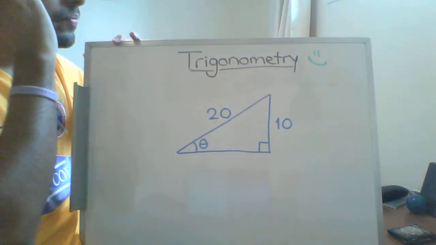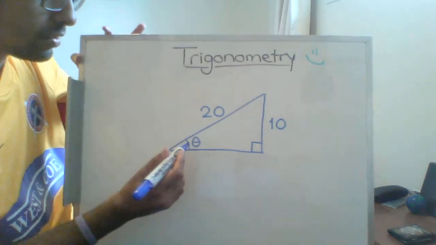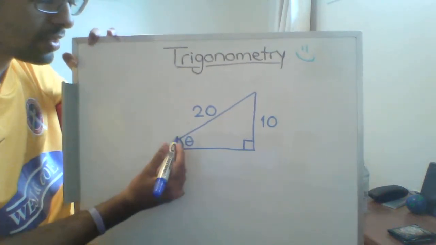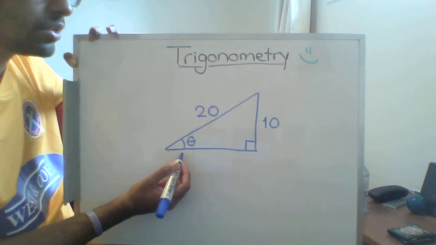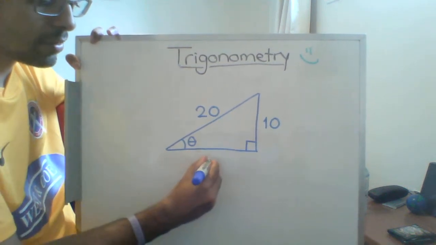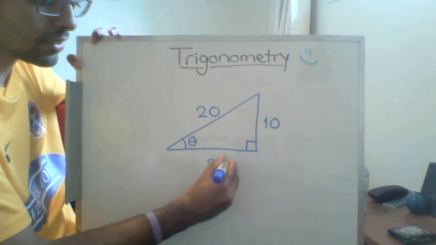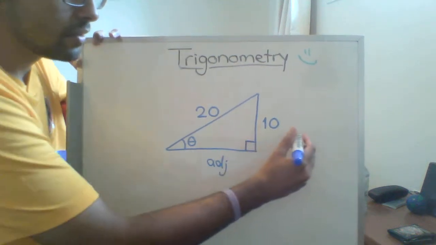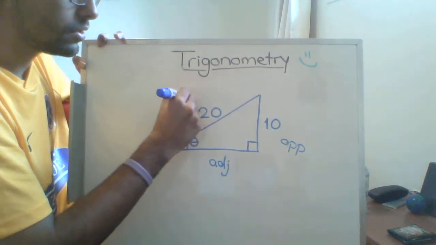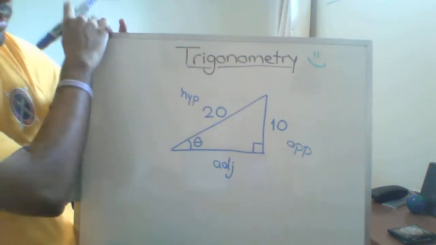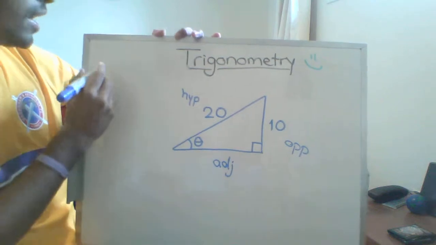Alright, so if you remember, this theta angle is always going to be made up of the hypotenuse and the adjacent side. The adjacent side, we know from last time we worked with this triangle, is down here. The opposite side is over there, and the hypotenuse is up here. Okay, so those are our three sides.